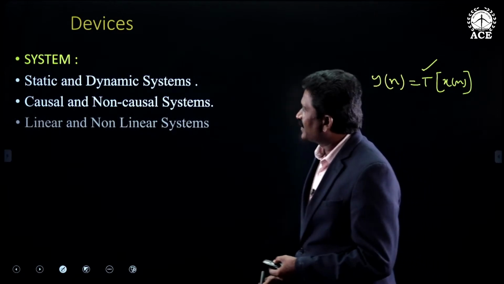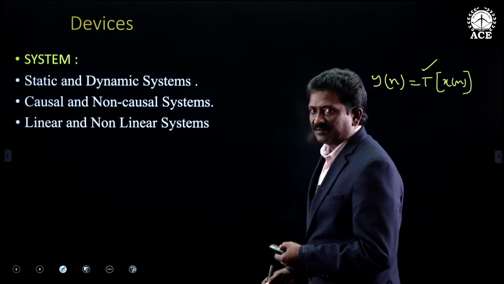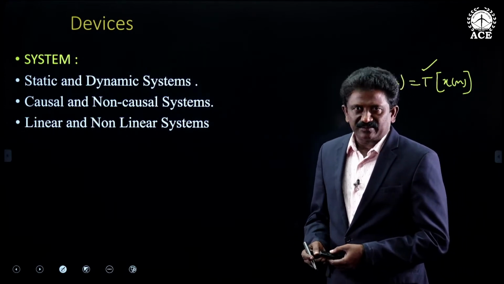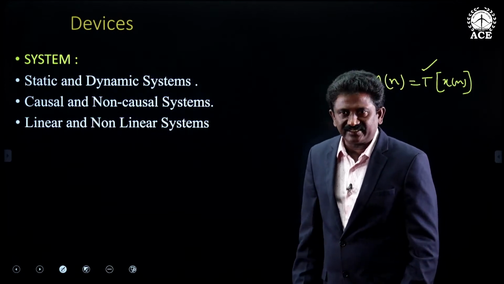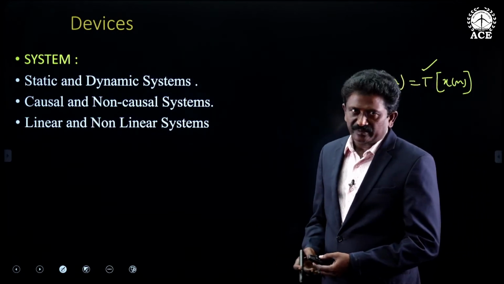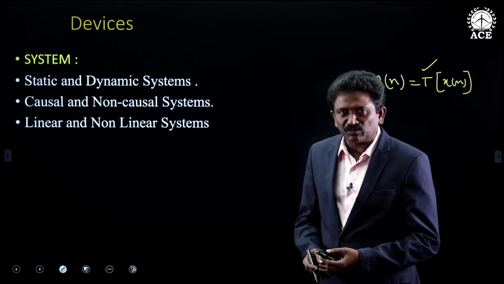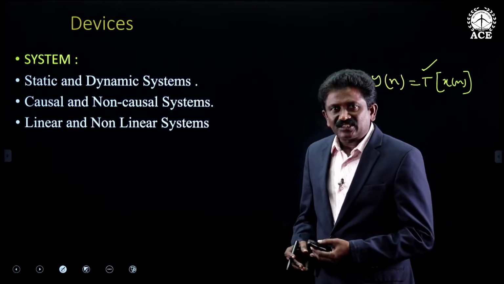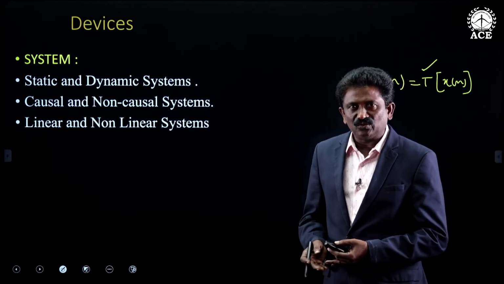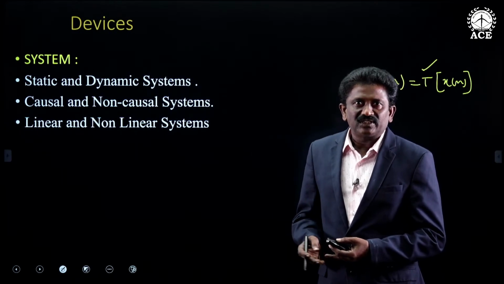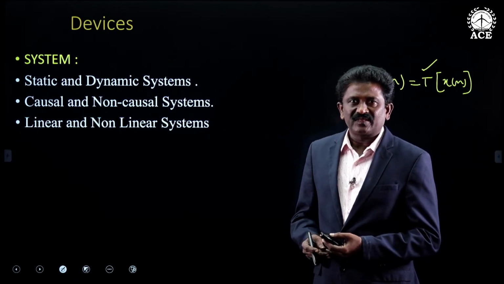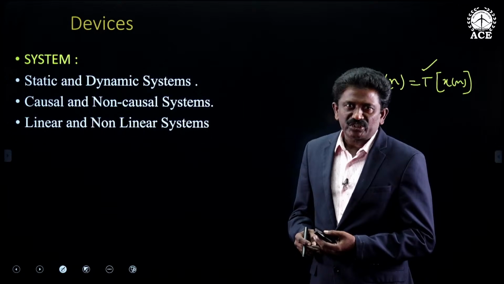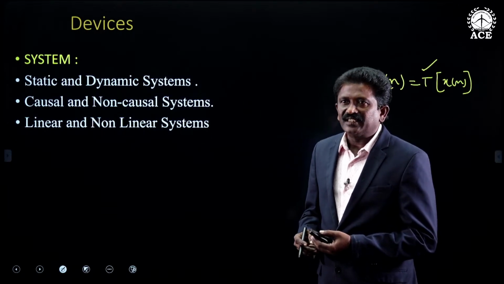So next one, linear and non-linear systems. Already you know the idea about linear systems. So actually, what is the meaning of linear? Linear means it obeys the superposition principle. And what is the meaning of the superposition principle? Superposition principle means the weighted sum of some inputs is equal to the weighted sum of the outputs. That is called the linear system. Next, non-linear. It doesn't obey the superposition principle. That is called the non-linear system.